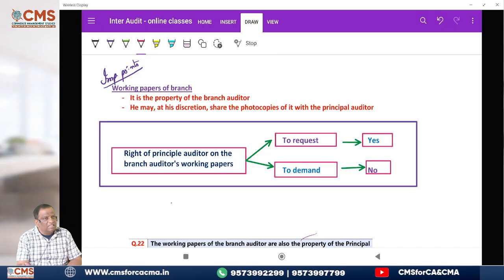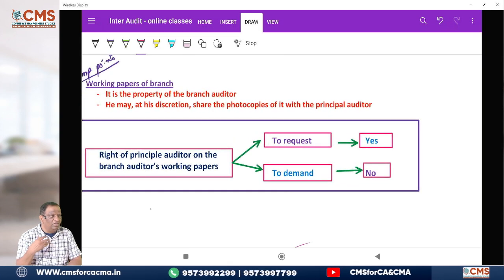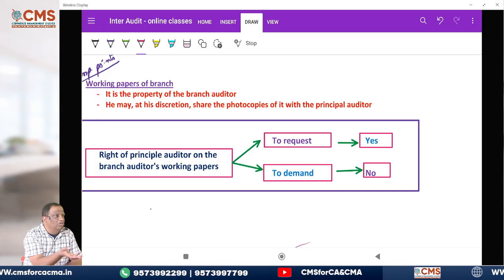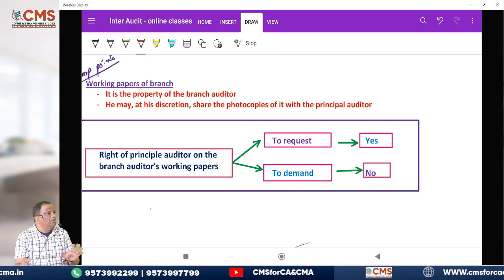It's a simple one. Can I request, as a principal auditor, because I am reporting based on your report, that you give me a copy of what you have done? Can I request? The answer is yes. But can I demand? I don't have a right to demand.